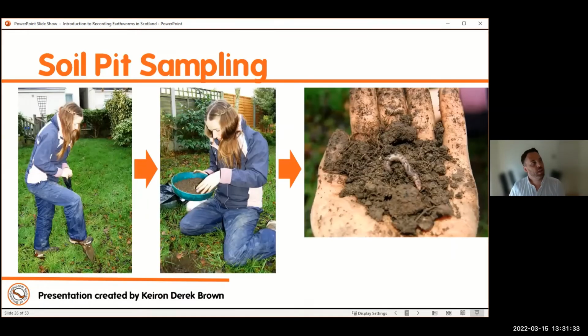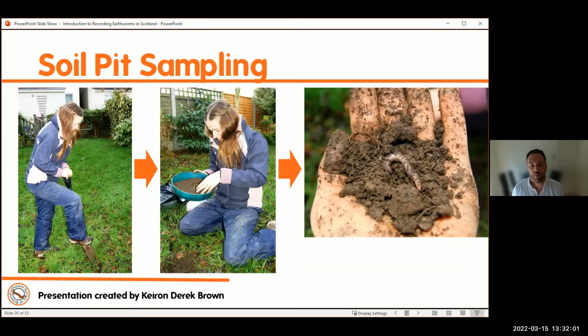Right, so how do we go looking for earthworms? How do we record earthworms? Well, this is a bit of a barrier with earthworm recording, because earthworms don't just fly by like a butterfly. They don't come to our bird feeders in our gardens. And they don't leave signs around that enable us to identify them to species. So the best way to find earthworms is to actually go digging and look for them within the soil.